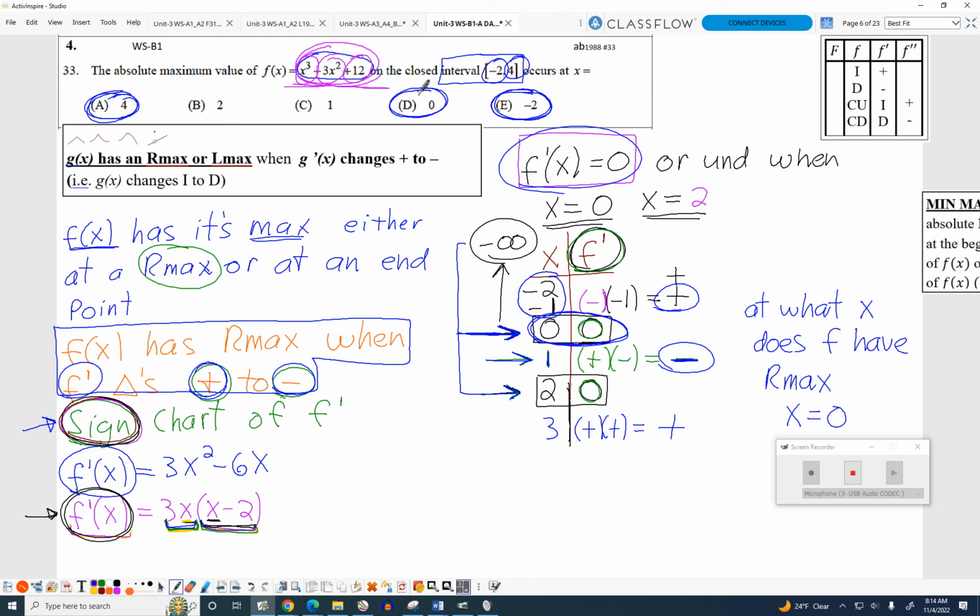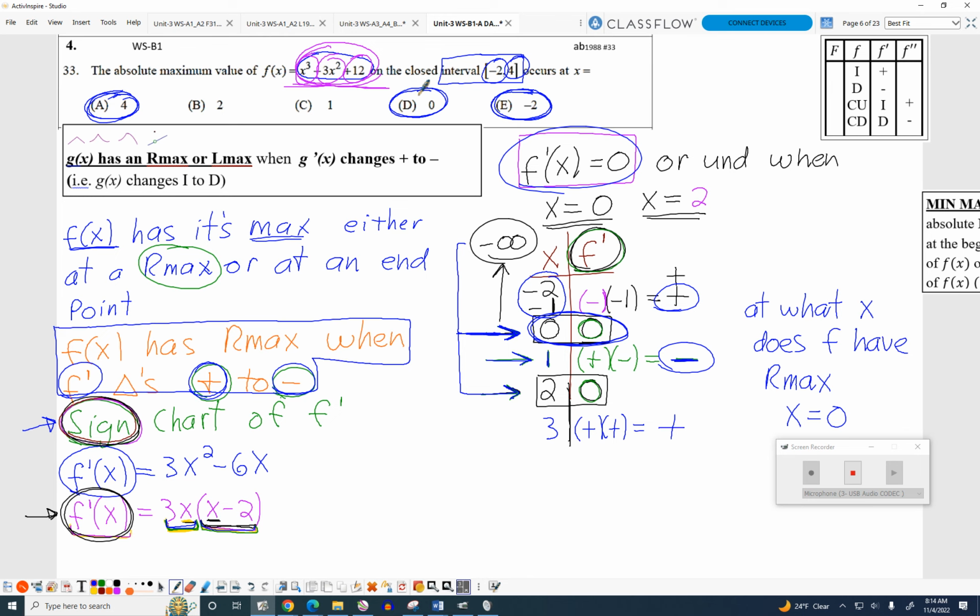However, we're not looking for relative max. We're looking for where f has its absolute max. But it's close to equal, so it's pretty much relative. 2 points, but no.